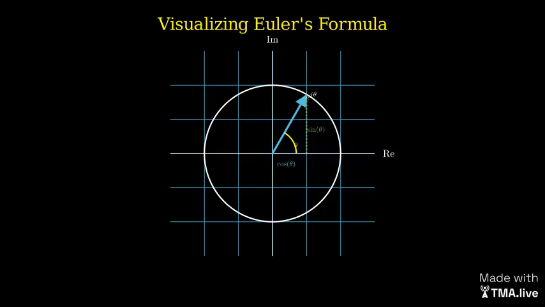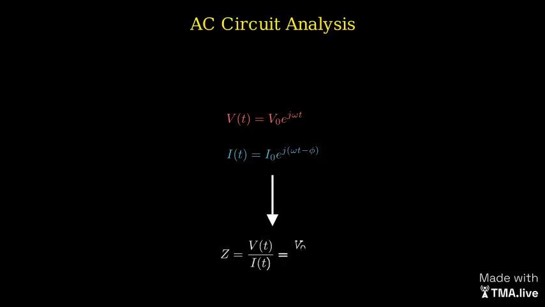Bode plots show frequency response on logarithmic scales. The magnitude plot shows gain in decibels, and the phase plot shows phase shift in degrees. Here's a low-pass filter's magnitude response. It passes low frequencies and attenuates high frequencies.